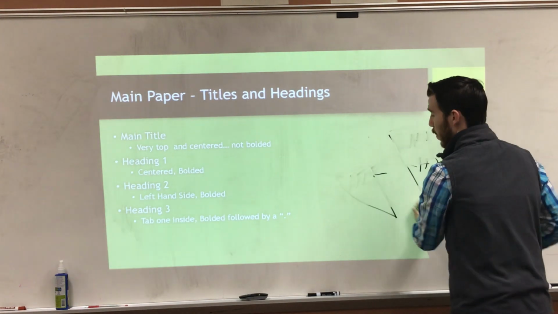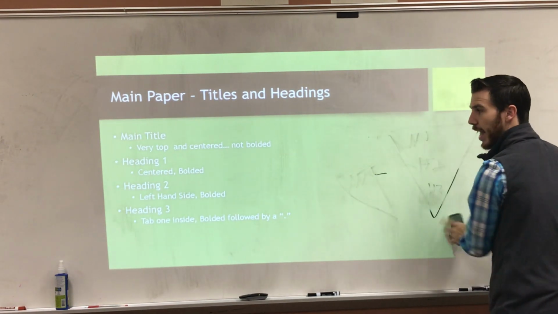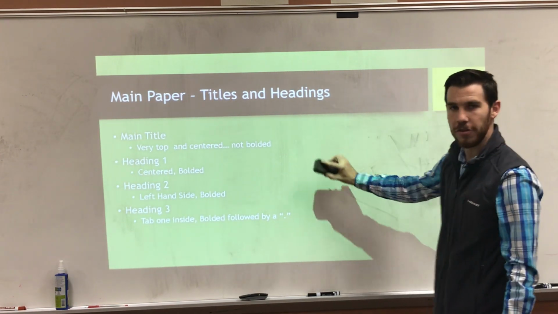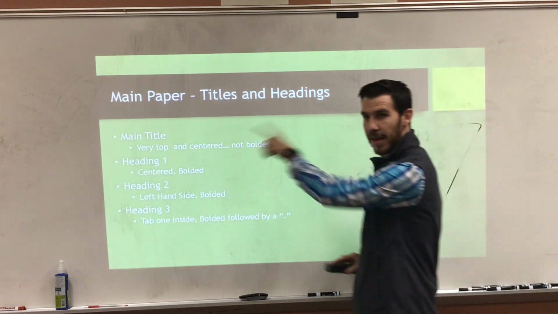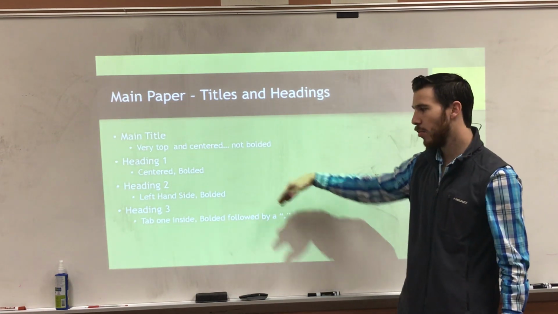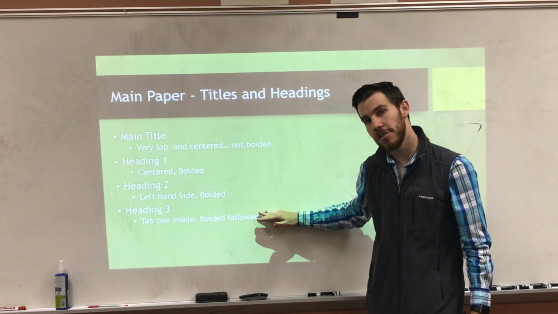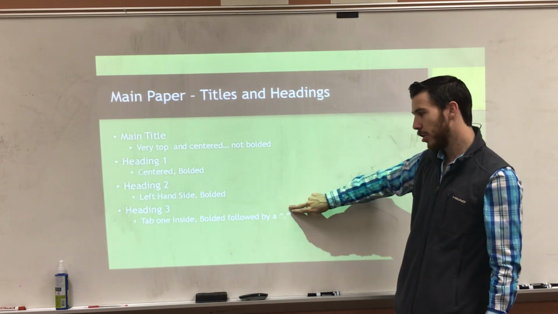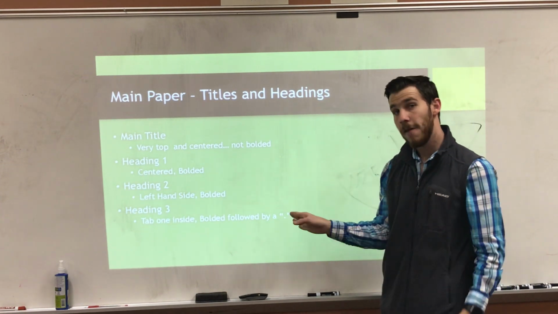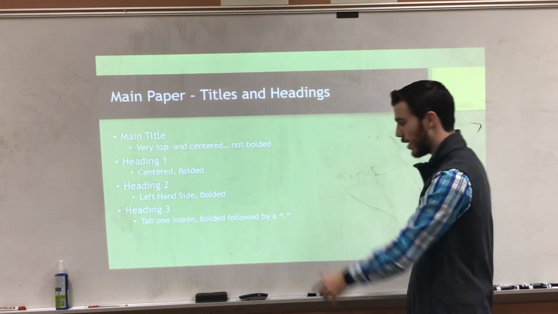But here's how you do the 3 headings. First heading will be centered, bolded. Second heading will be to the left side, bolded. Third heading, you tab one in just like you're starting a paragraph. It will be the heading bolded, followed by a period, and then you start your regular sentence.